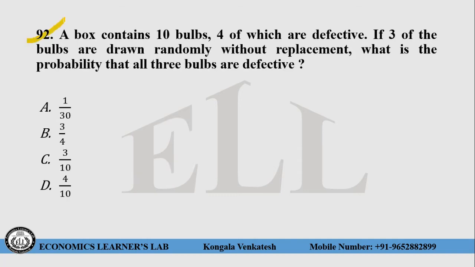Question number 92. A box contains 10 bulbs, 4 of which are defective. If 3 of the bulbs are drawn randomly without replacement, what is the probability that all 3 bulbs are defective? Choice A: 1 by 30, choice B: 3 by 4, choice C: 3 by 10, choice D: 4 by 10. So here the right answer for this question is choice number A, that is 1 by 30.